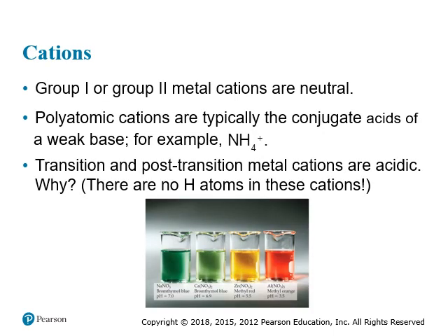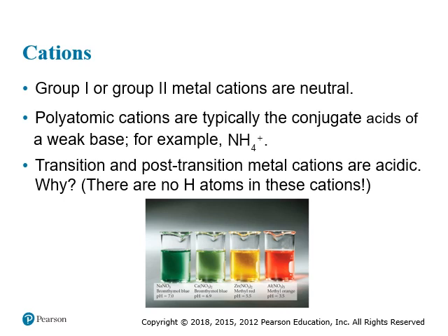As far as cations are concerned, the group 1 metal cations and the group 2 metal cations are neutral. Those alkali metal cations, things like potassium, cesium, lithium, and those alkaline earth metal cations, things like calcium, barium, magnesium, tend to be neutral.